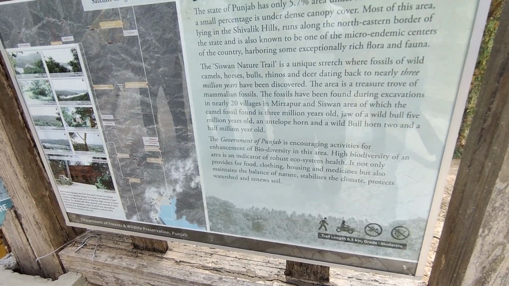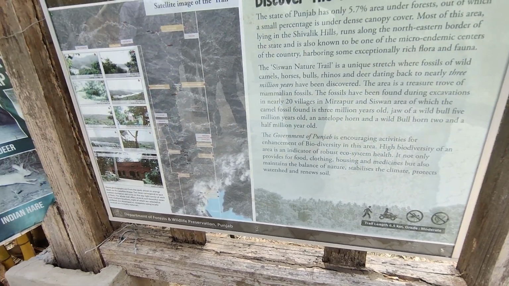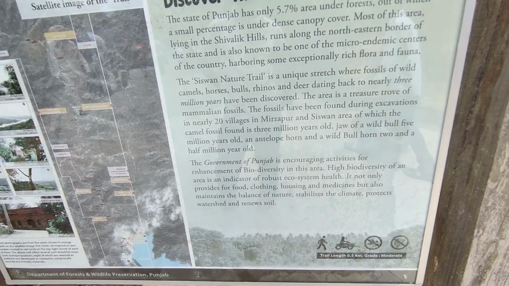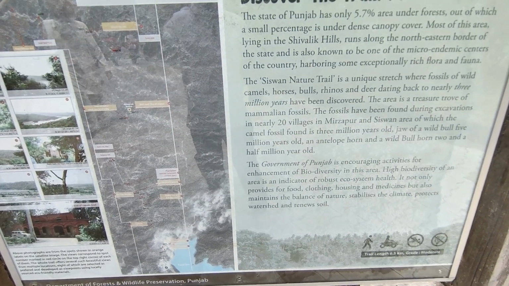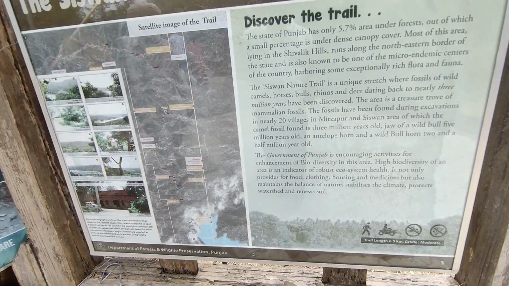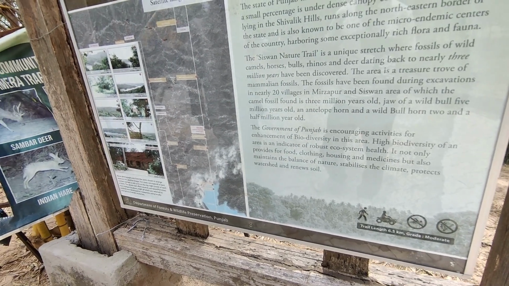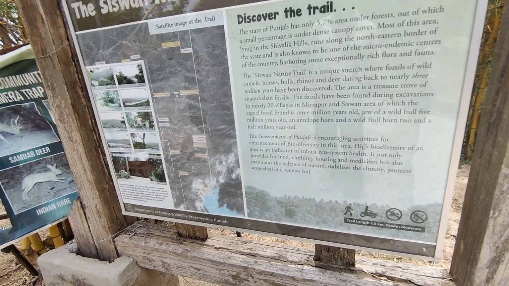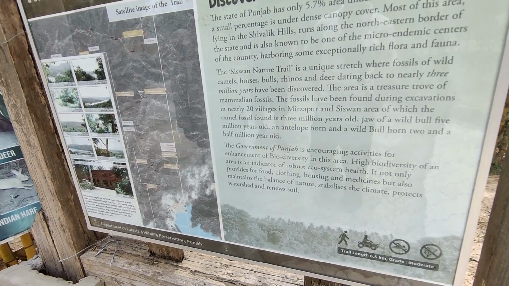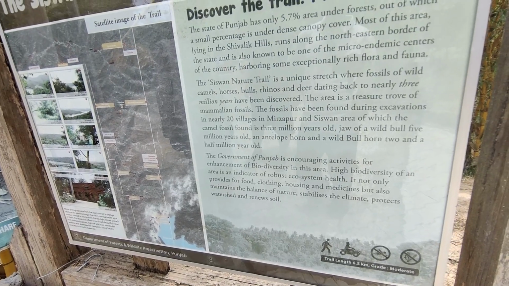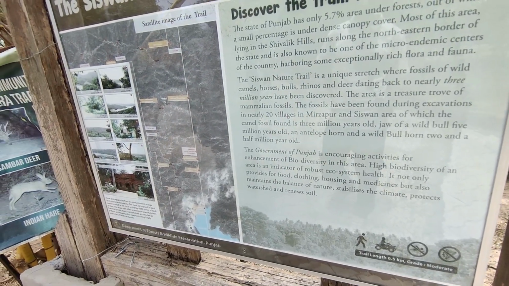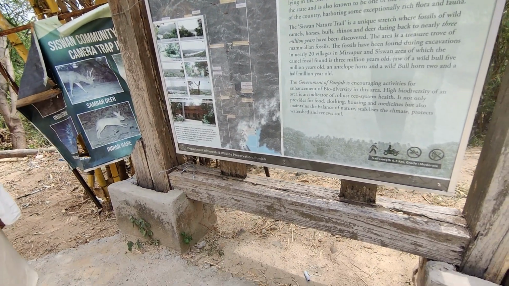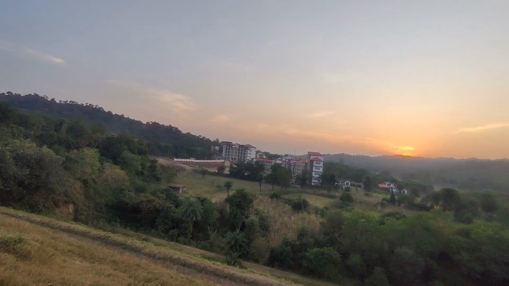The Siswan Nature Trail is a unique stretch where fossils of the wild camels, horses, bulls, rhinos and deer dating back to nearly 3 million years have been discovered. The area is a treasure trove of mammalian fossils. The fossils have been found during excavations in nearly 20 villages in the Mirzapur and the Siswan area, of which the camel fossil found is 3 million years old, jaw of a wild bull 5 million years old, an antelope horn and a wild bull horn 2.5 million years old. The government of Punjab is encouraging activities for enhancement of biodiversity.